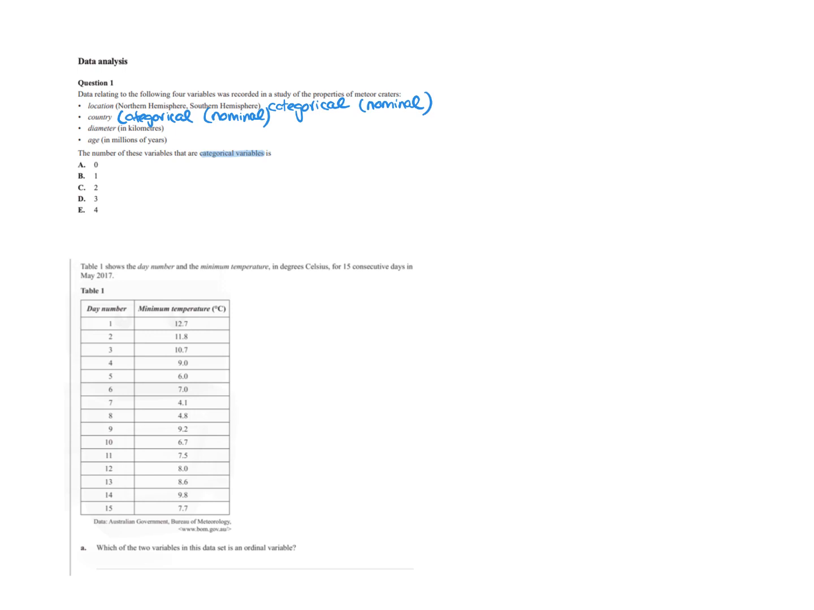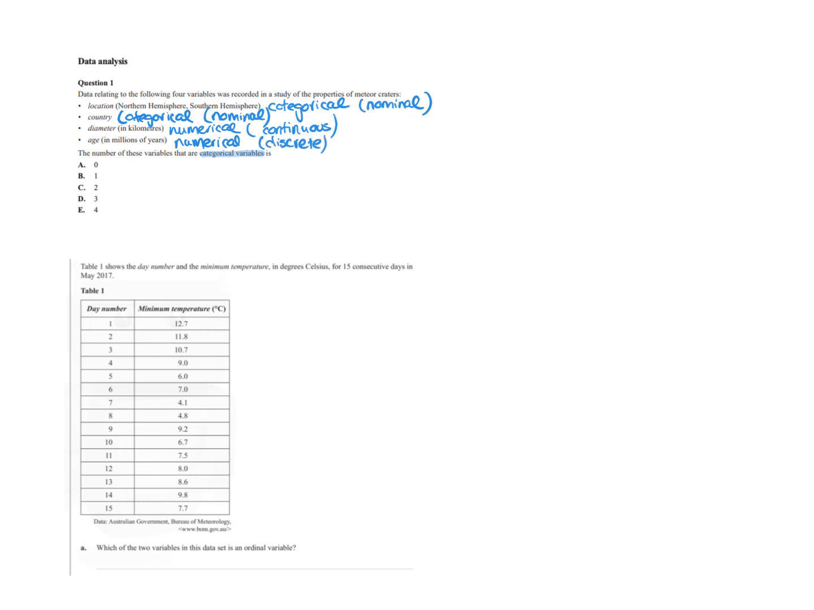And then if we look at diameter in kilometres, that would be numerical. And which type? Would it be continuous or discrete? Continuous. So you measured that because you could have 156 kilometres or something. And age in millions of years. So because they're rounding it off, these craters have been really old. We will probably say that's numerical, and we'd say it's discrete. Yeah, because they're just going to round it to the year, so we're counting a whole number.